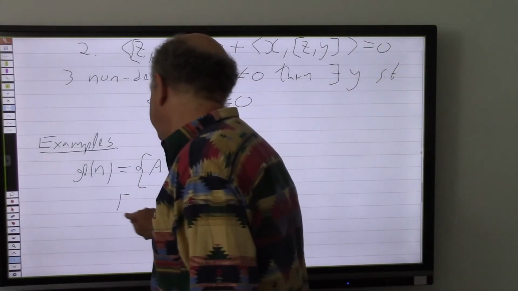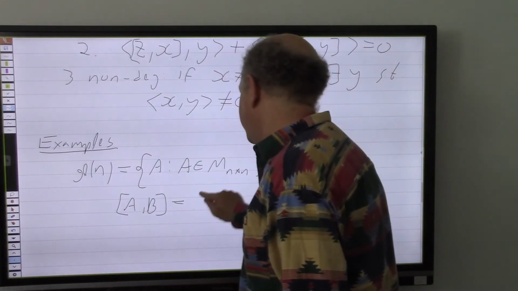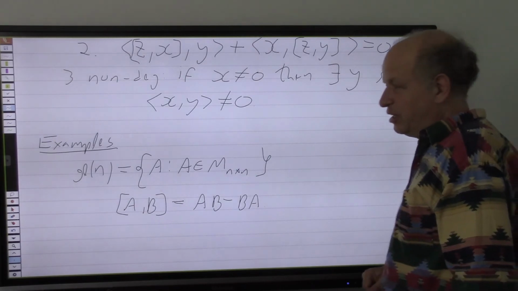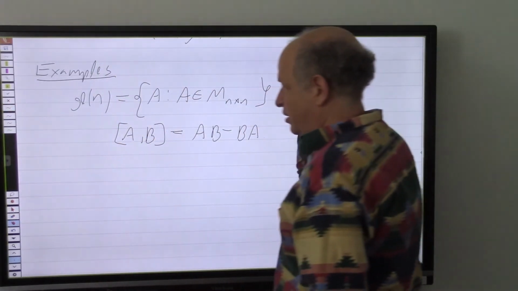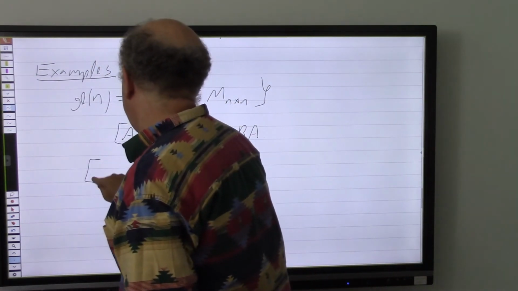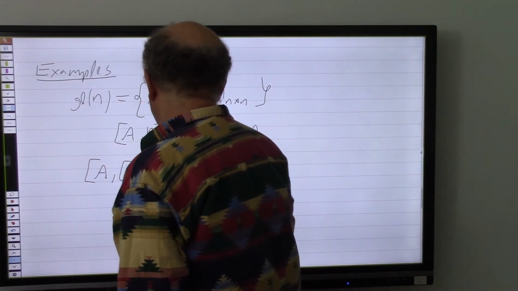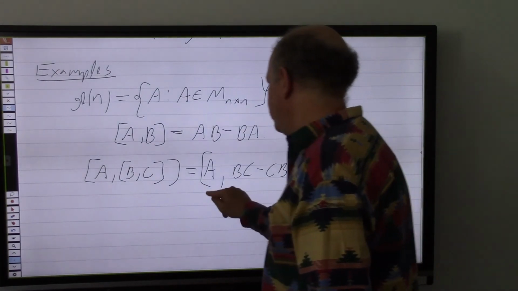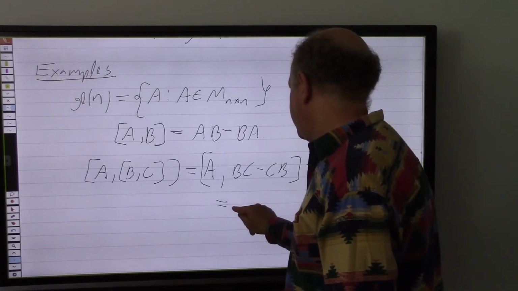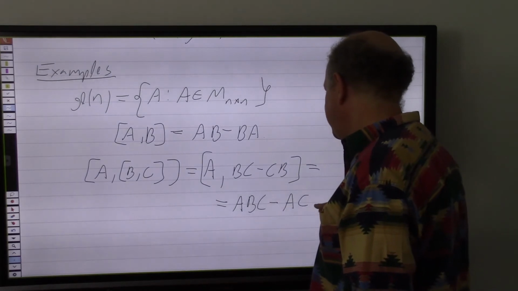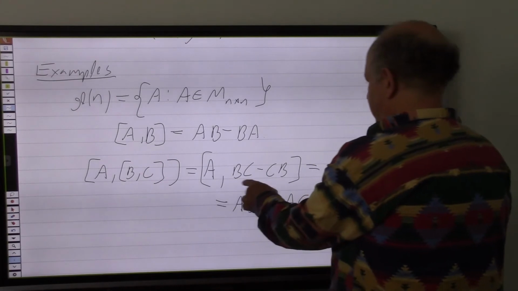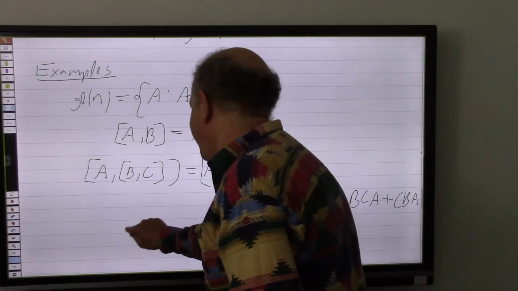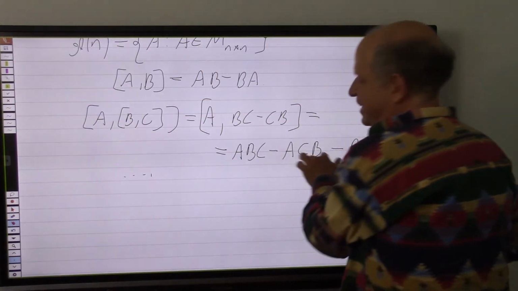I need to tell you what the bracket is. So A bracket B is equal to AB minus BA. It's clearly anti-symmetric. We need to verify Jacobi's identity. So it's labor intensive, but essentially trivial. So A bracket [B,C] is equal to A bracket BC minus CB, which is ABC minus ACB minus BCA plus CBA. And then the other two terms are obtained from this by cyclic permutations.